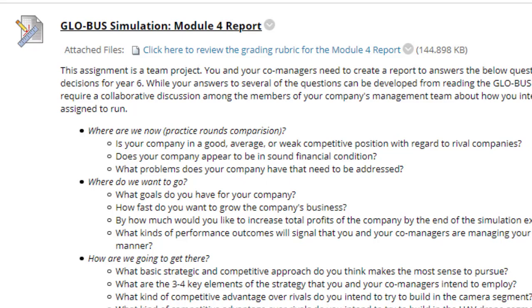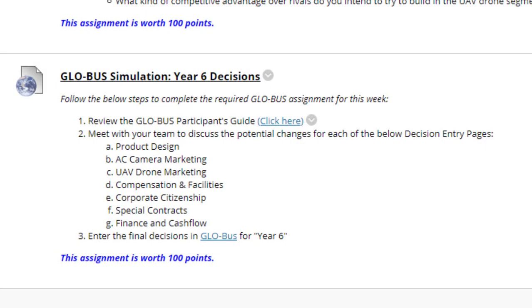And then, of course, the next area is where do you want to go and how are you going to get there? If you put in effort into these reports, it will really help assist you with your strategy within the simulation. Next, we have the Globus Simulation Year 6 decisions.